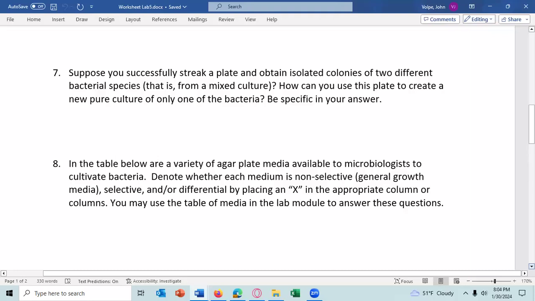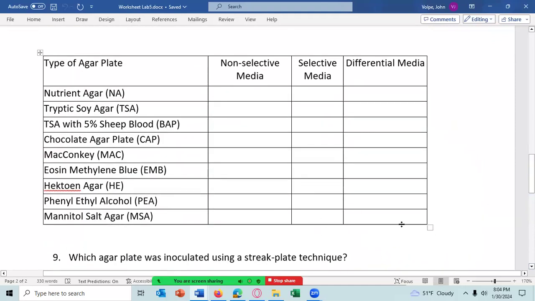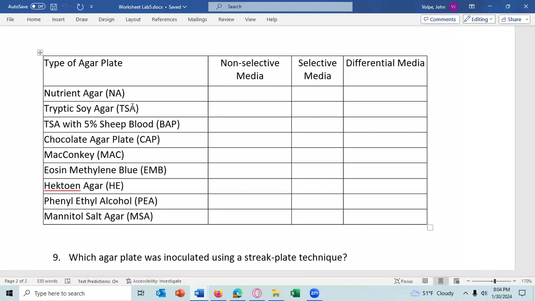8. In the table below are a variety of agar media that are available to microbiologists to cultivate bacteria in the lab. We don't have this many media, but we could, and probably at one time in the past, we had all of these media. Phenyl ethyl alcohol, maybe this term they do not have it, but they'll probably add it.